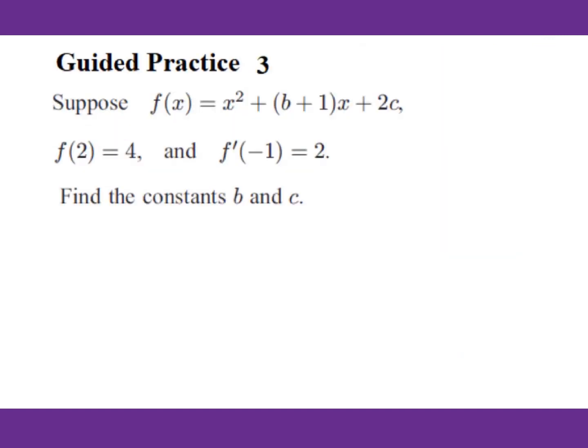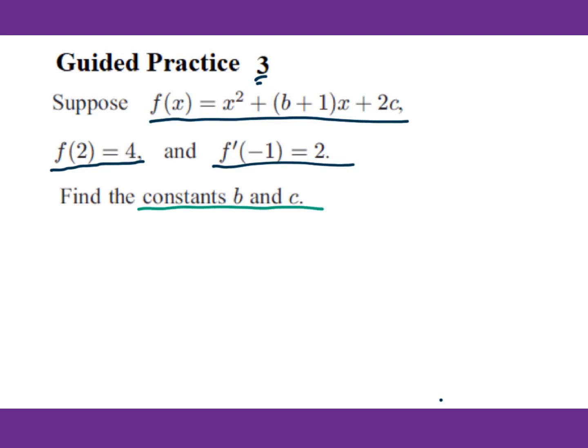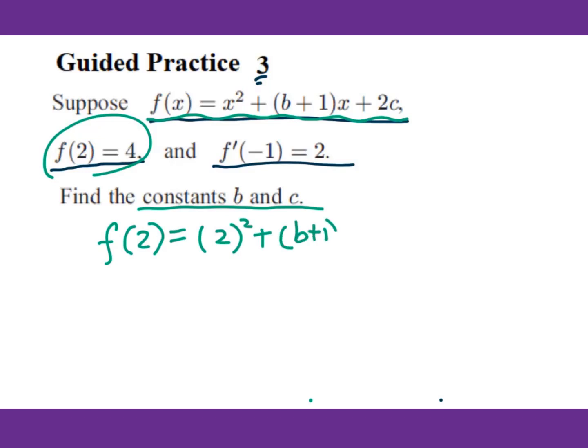Let's go to guided practice 3. Suppose f of x equals this. F of 2 equals 4 and derivative of f of negative 1 equals 2. Try to find the constants b and c. The meaning for f of 2 equals 4 means every single x turns into 2 for this function. So we get f of 2 equals 2 squared plus b plus 1 times 2 plus 2c. It should be equal to 4. You will set up this equation.